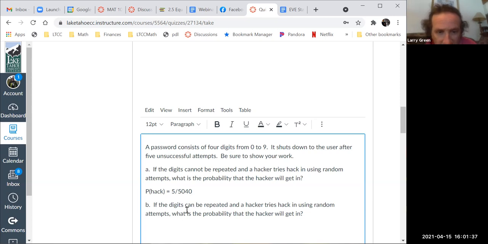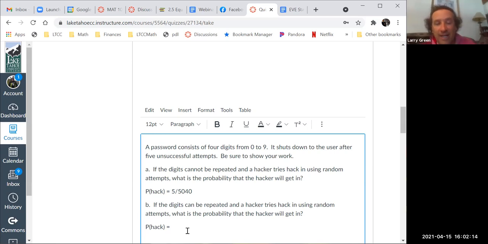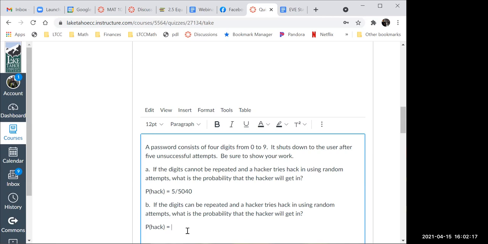Okay, so now if the digits can be repeated and a hacker tries to hack in using random attempts, what is the probability the hacker will get in? So now it's still probability of hack, but the rules are different. Now we can repeat. So what's the probability the hacker is going to get the first digit correct? 1 out of 10. Yeah, so it's 1 over 10. What's the probability for the second one correct? 1 out of 10. Exactly.